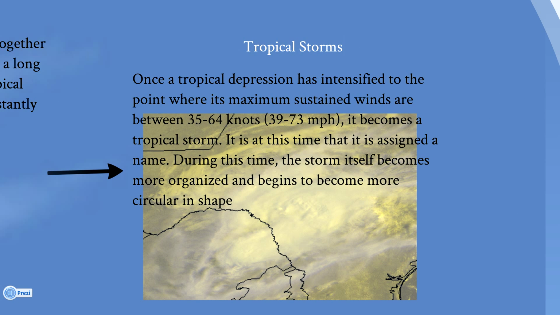Once you are done being a tropical depression, you then graduate to becoming a tropical storm. Once a tropical depression intensifies to the point where its maximum sustained winds are between 35 and 64 knots, it becomes a tropical storm. During this time, the storm itself becomes more organized and becomes more circular in shape. Also, this is when it gets its name.